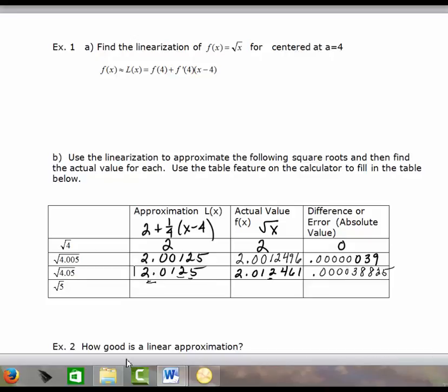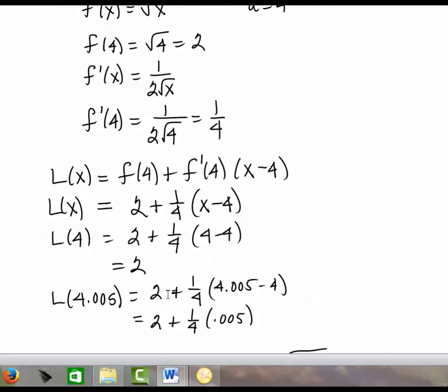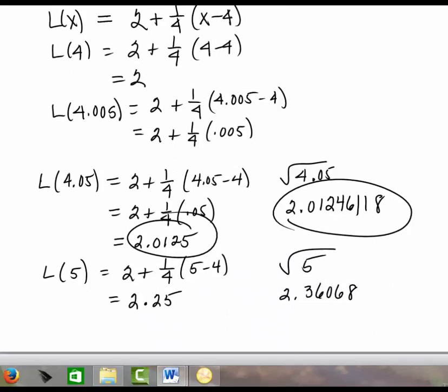So the last one, when we do the square root of 5, for the linearization we get 2.25, and for the actual square root of 5, we get 2.36068. So you can see, as you get farther away from the point of tangency, your error is increasing. But I still think it's pretty cool that you can use a linear function to approximate a square root function, and you get really, really close values.